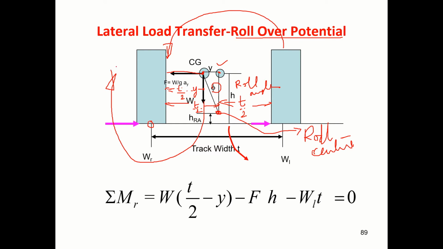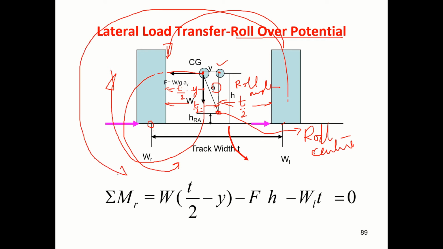Okay. The centrifugal force, again about this point, F into H, will create a counterclockwise moment. Also there is load that is acting here. This and this distance will create again another counterclockwise moment. So that's why these two are counterclockwise moments. This clockwise moment, for equilibrium they must be equal to 0.